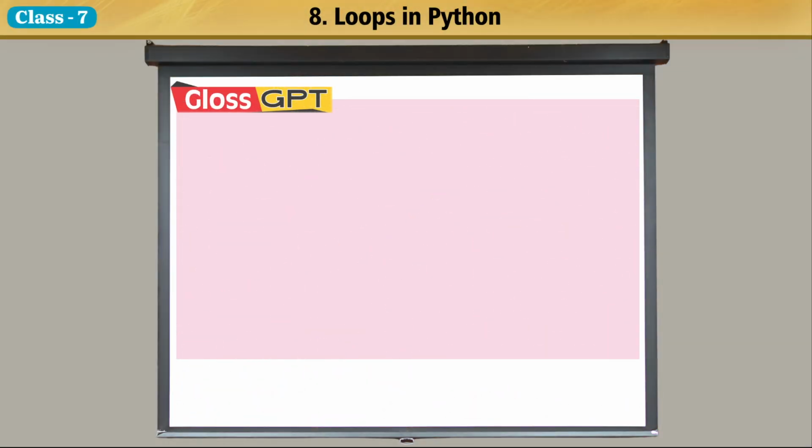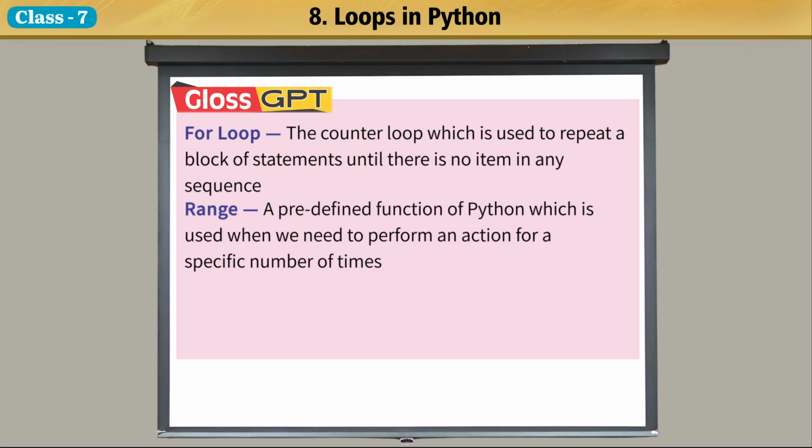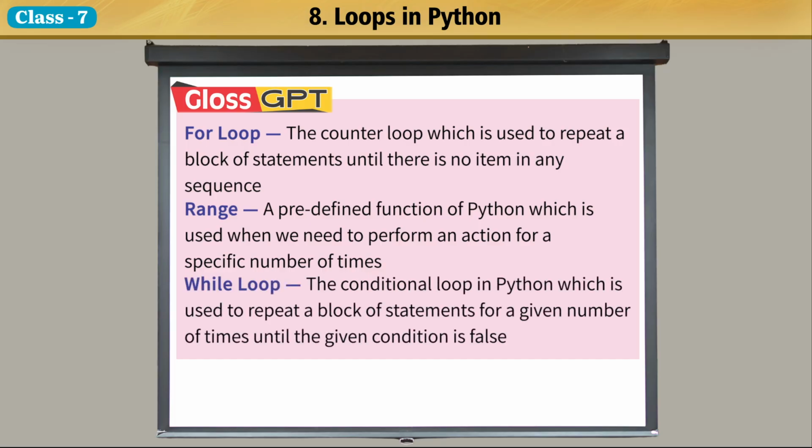Glossary. For loop: the counter loop which is used to repeat a block of statements until there is no item left in any sequence. Range: a predefined function of Python which is used when we need to perform an action for a specific number of times. While loop: the conditional loop in Python which is used to repeat a block of statements for a given number of times until the given condition is false.